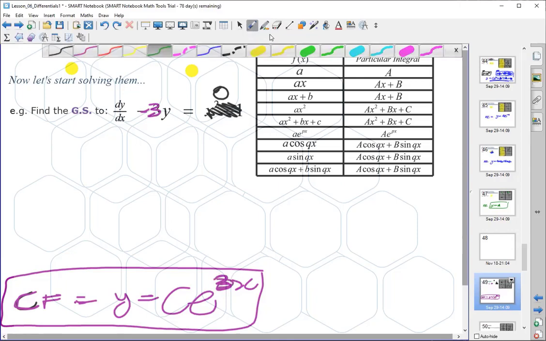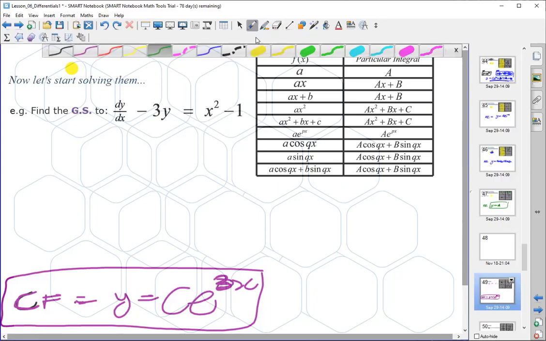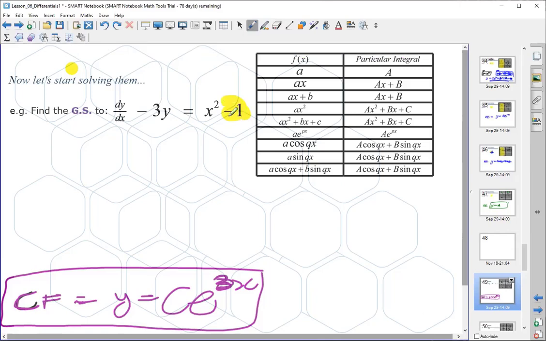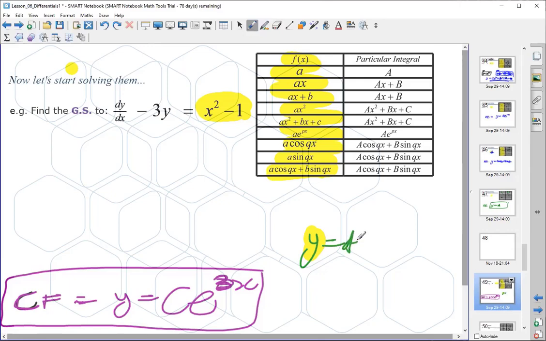So I will change to green. I'll rub this out as well because now we need that in there. What form is my particular integral going to take? We answered this already, so you already know the answer, but just reiterate it for me, Joanna. Plus ax squared plus bx plus c. Lovely. So y equals ax squared plus bx plus c.